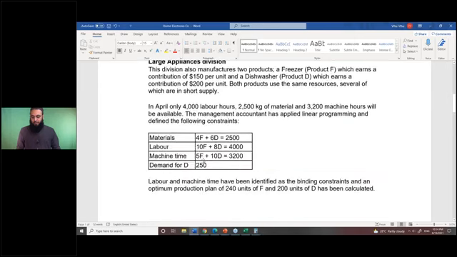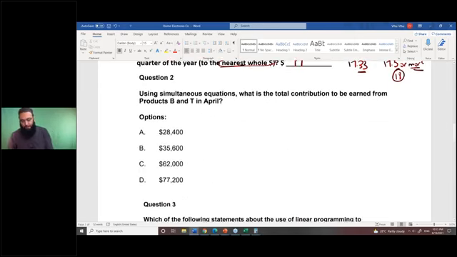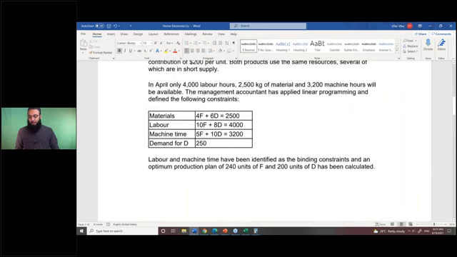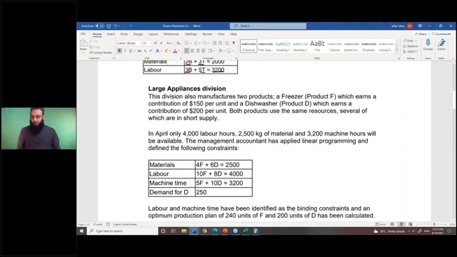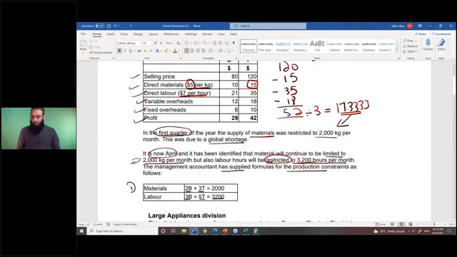Now, the second question is using simultaneous equations. What is the total contribution? Because there's no graph that you can use an ISO line on here, okay? What is the total contribution to be earned from product B and T in April? Now, it's April, not the first quarter. And in this April, there are two limiting factors that you have to keep in mind: material and labor. And the equations are given to you.